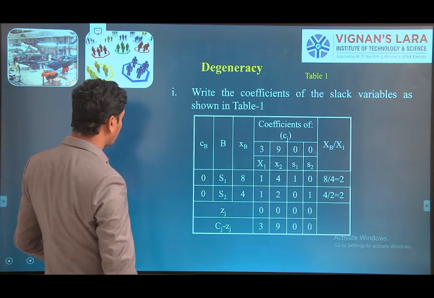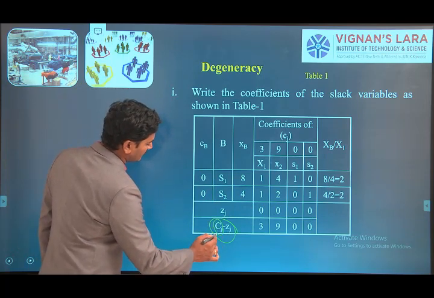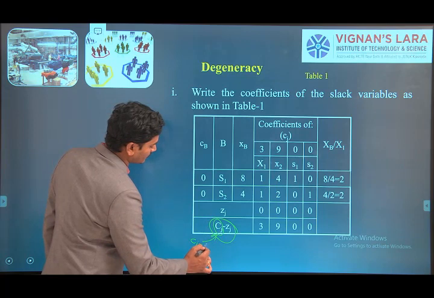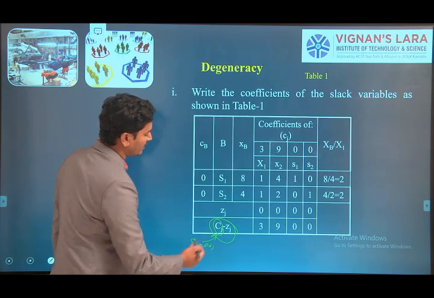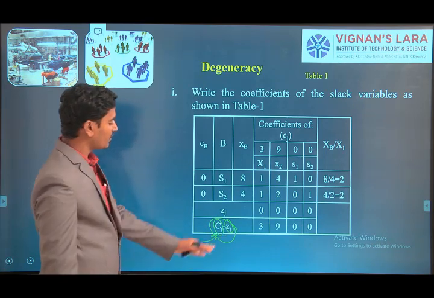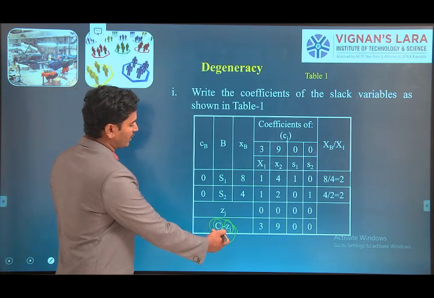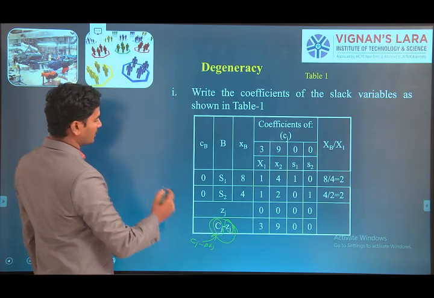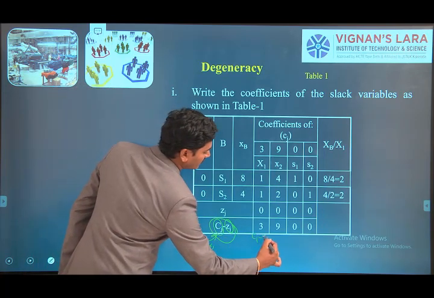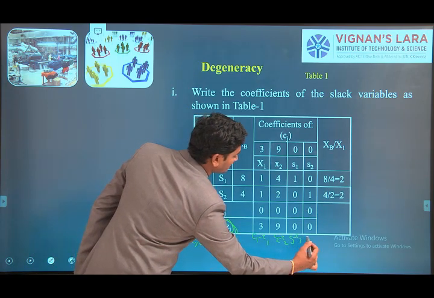Now we are going to find the Cj minus Zj. Here what is the Cj? Cj is the coefficient of objective function, coefficient of variables at objective function. Next Zj is the basis of coefficients of linear equations. Now we are going to find the Cj minus Zj. Here if we take C1 minus Z1, C2 minus Z2, C3 minus Z3, C4 minus Z4.